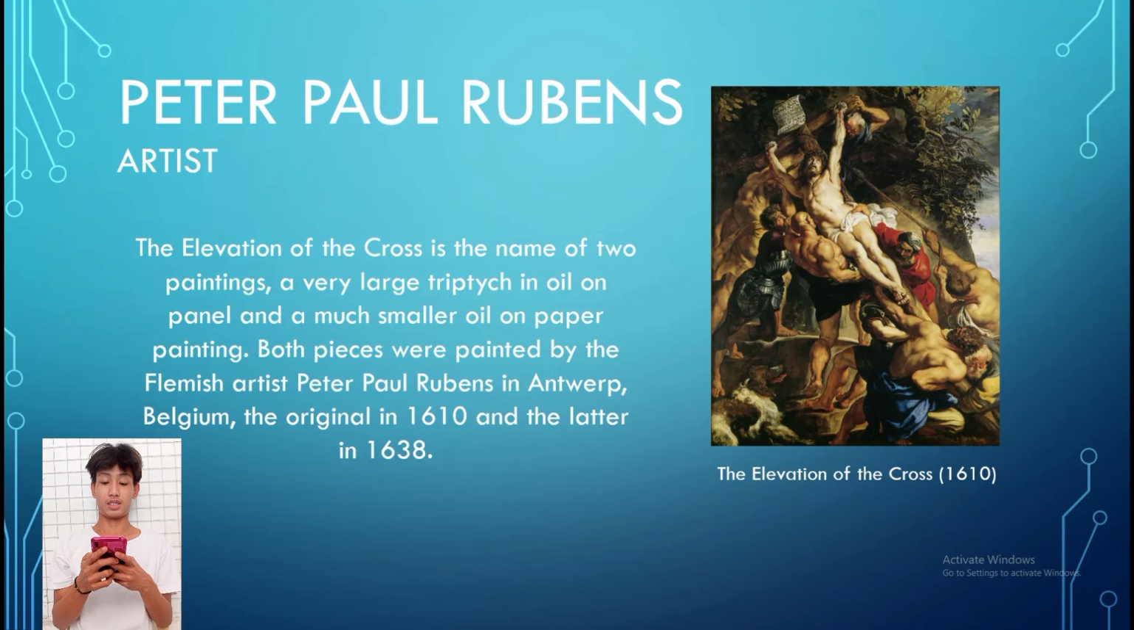Peter Paul Rubens, artist. The Elevation of the Cross is the name of two paintings, a very large diptych in oil on panel and a much smaller oil on paper painting. Both pieces were painted by the Flemish artist Peter Paul Rubens in Antwerp, Belgium, the original in 1610 and later in 1638.